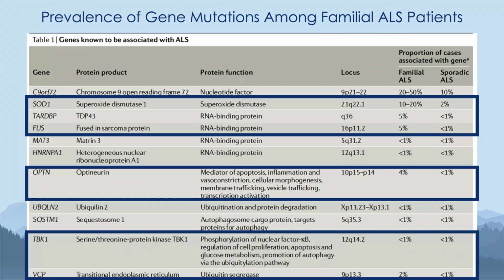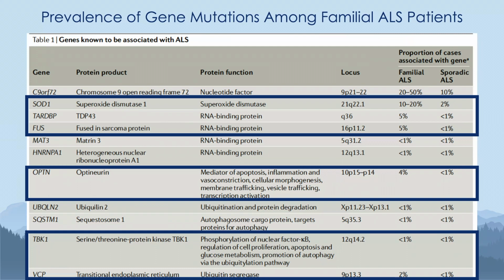So lastly, in terms of the description of the data and the results of the ALS genomic landscape, I want to talk a little bit to the prevalence of gene mutations among familial ALS patients, as reflected here. And I think this is a Nature Reviews review about ALS, but you can see here for each gene on the left, you can see on the right their relative prevalence, or the proportion of cases for familial and sporadic ALS where mutations in each of those genes have been found.